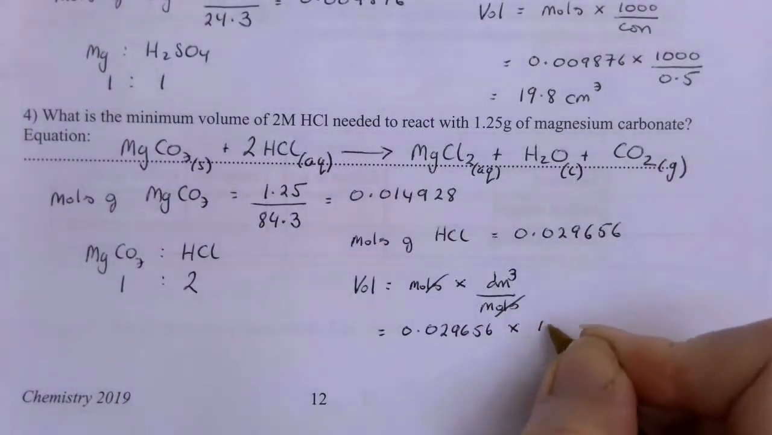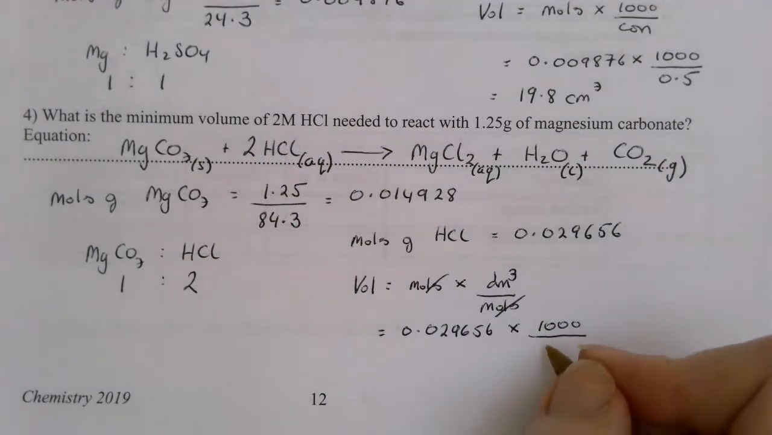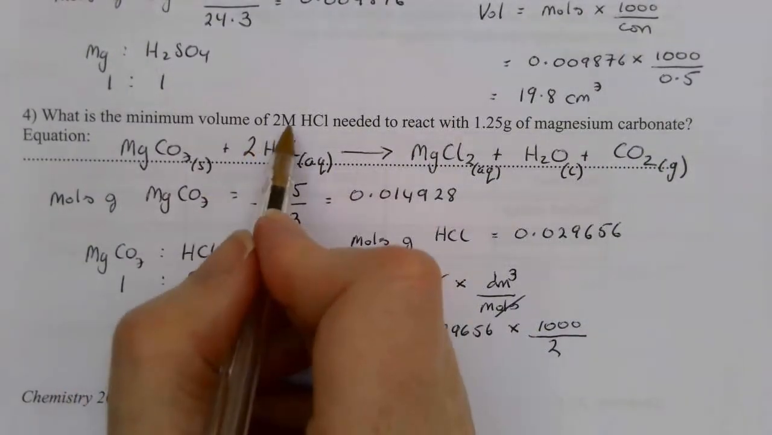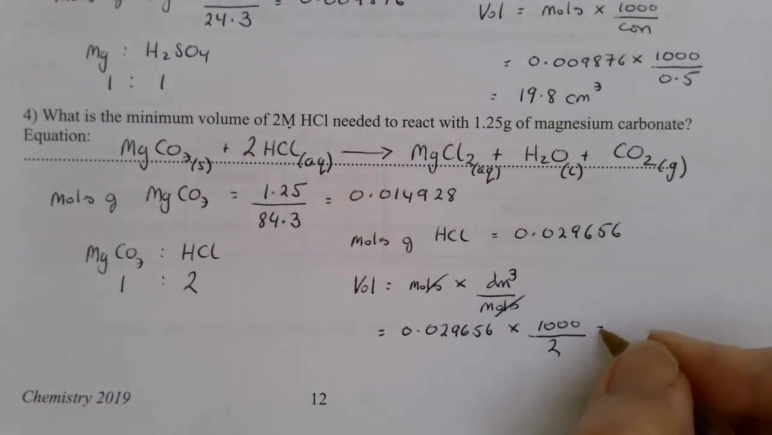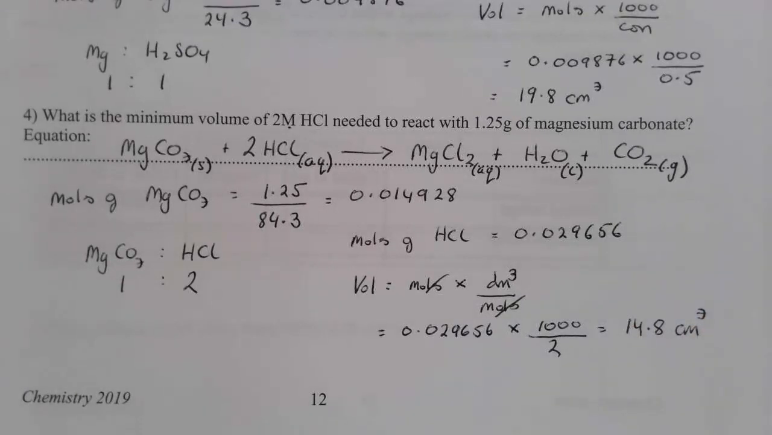So my volume is equal to my moles, 0.029656, times 1,000 divided by my concentration. My concentration is 2, given in my question, and that equals 14.8 centimetres cubed. So that's how much HCl I would need to react all of that magnesium carbonate.